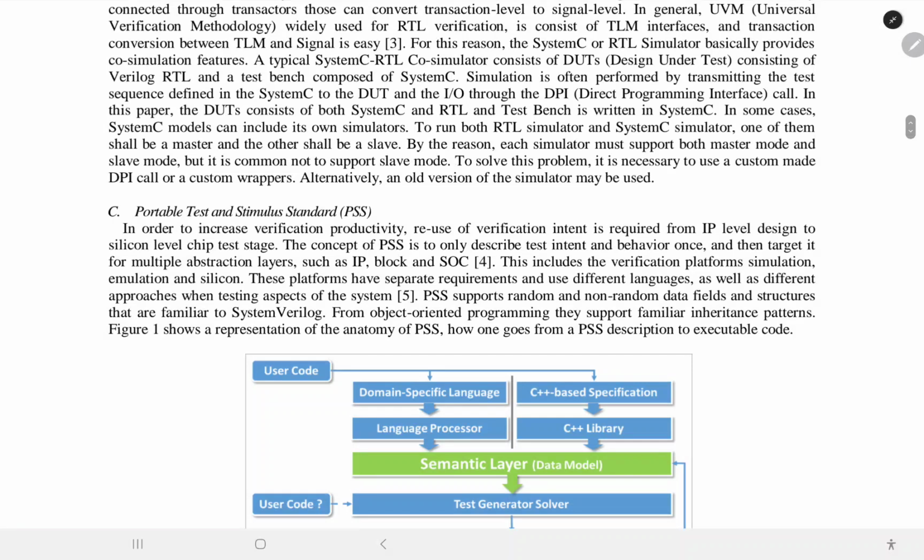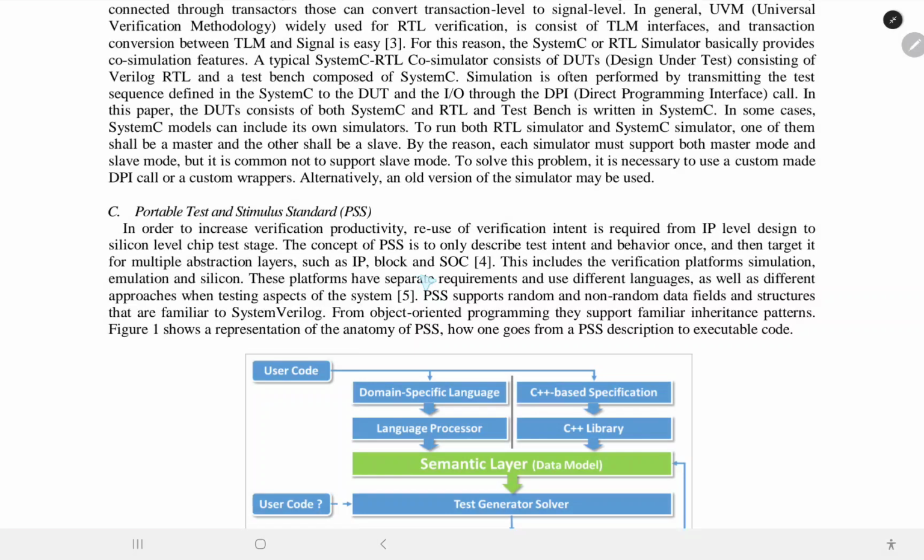C. Portable Test and Stimulus Standard, PSS. In order to increase verification productivity, the use of verification intent is required from IP-level design to the silicon-level chip design stage. The concept of PSS is to describe test intent and behavior only once and target it to multiple abstraction layers such as IP, block, and SoC. This includes the verification platforms: simulation, emulation, and silicon.